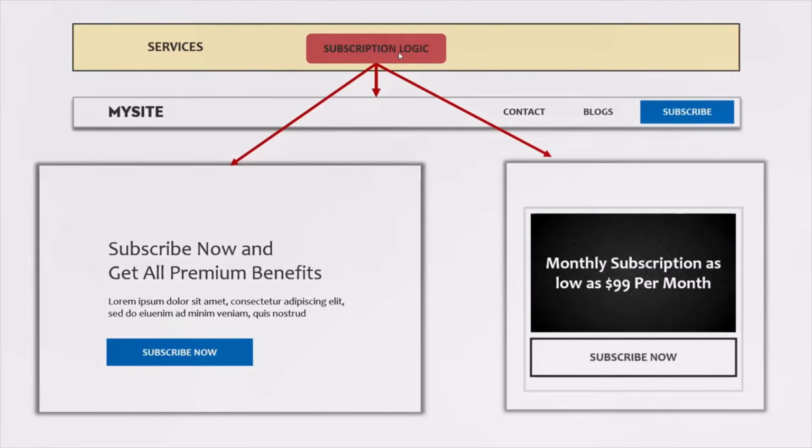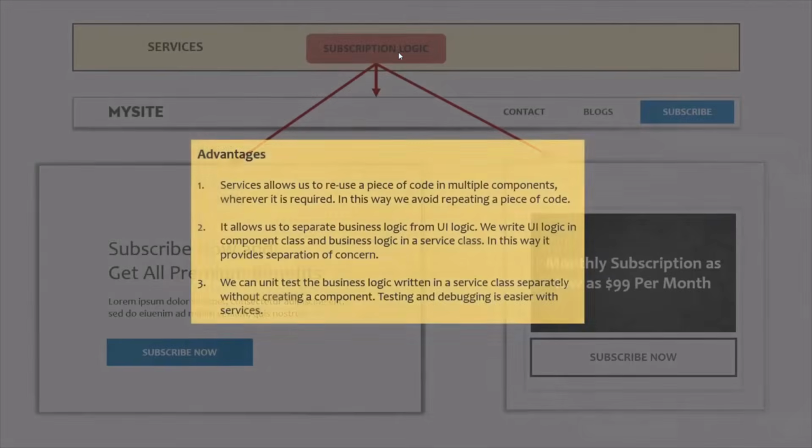Now, the advantage of this approach is that services allow us to reuse a piece of code in multiple components wherever it is required. In this way, we avoid repeating a piece of code again and again. And it also allows us to separate business logic from UI logic. We write UI logic in the component class and we write our business logic in the service class. In this way, it provides separation of concern. Also, we can unit test the business logic written in the service class separately without creating a component. So it also makes testing and debugging easier.